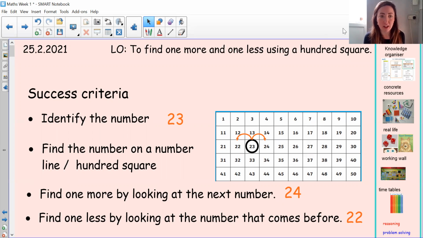So our success criteria: identify the number first, find the number on a number line or 100 square, find one more by looking at the next number, find one less by looking at the number that comes before.